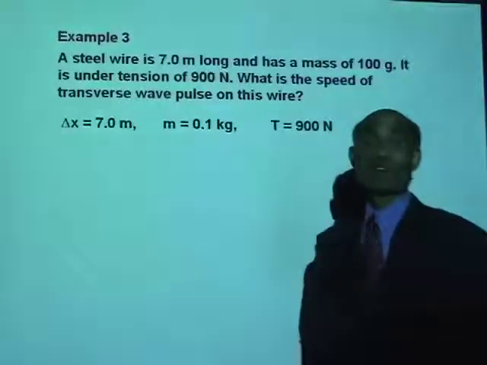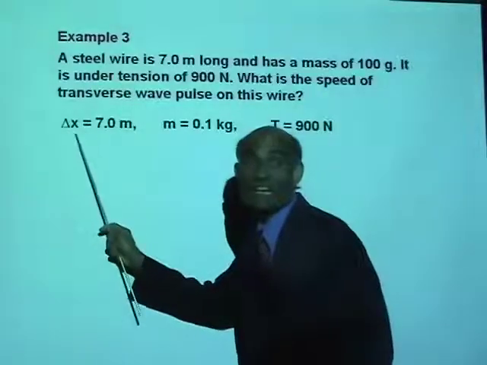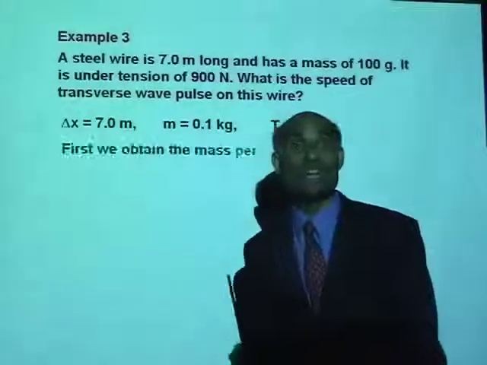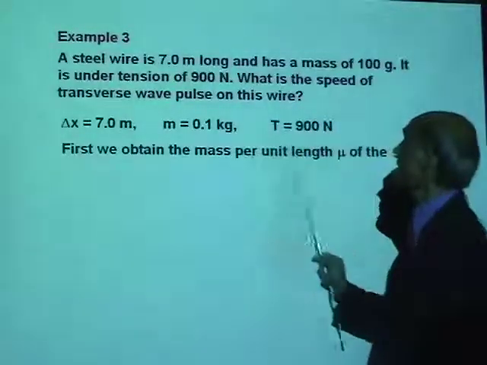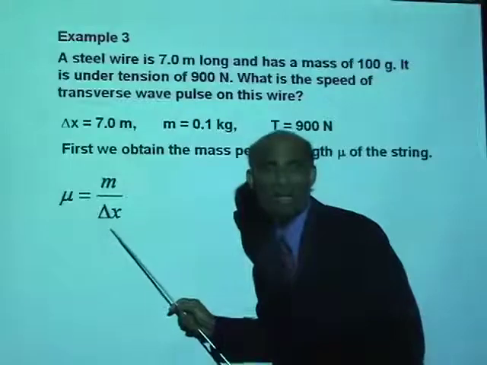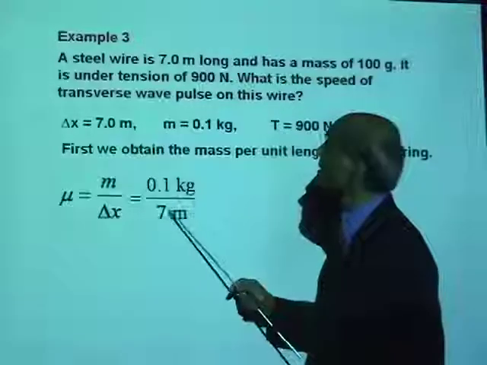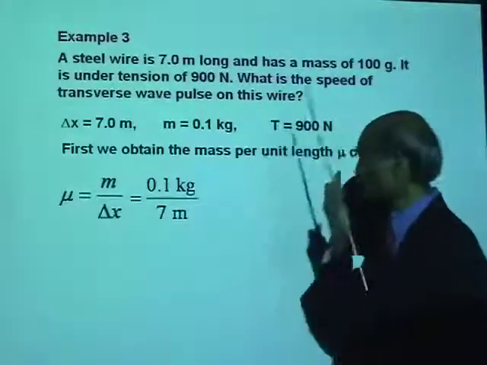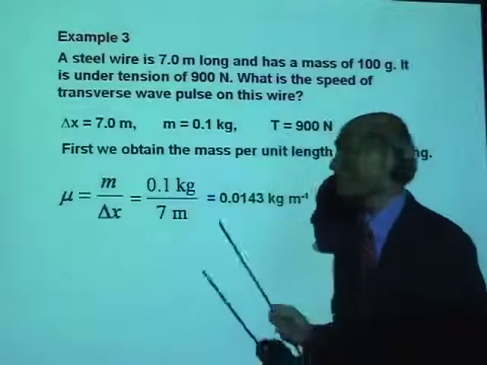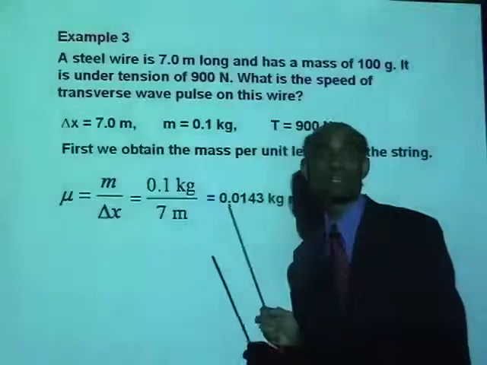And the tension of the string is 900 Newton. Well, if you have delta x, the length, and m, the mass, we can find the mass per unit length. So first we obtain the mass per unit length as mu equal to mass divided by the length. Is that right? That will be 0.1 kilogram divided by 7 meter. And what's that equal to? That will be 0.0143 kilogram per meter. That is mu, the mass per unit length.